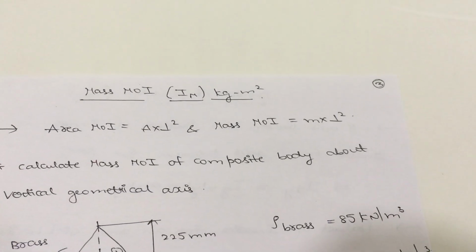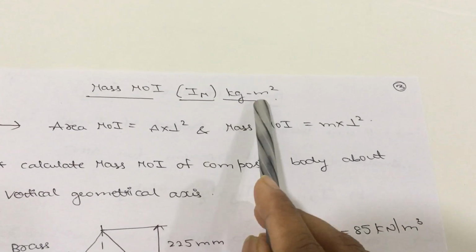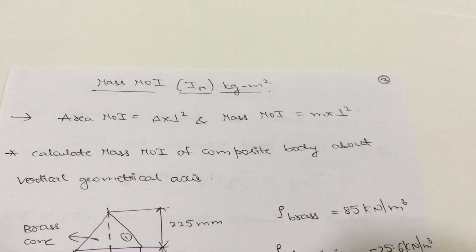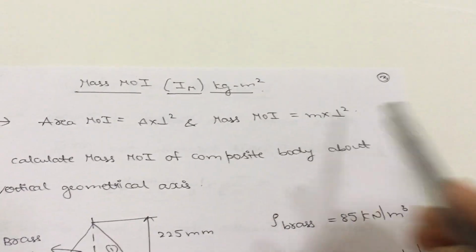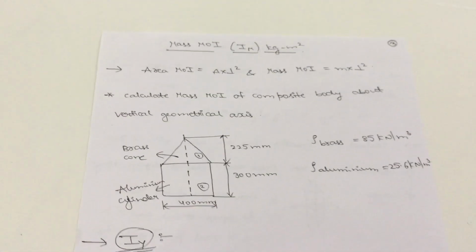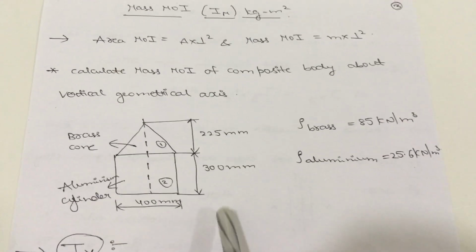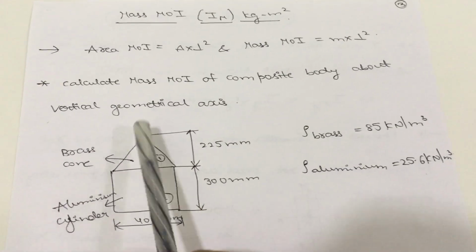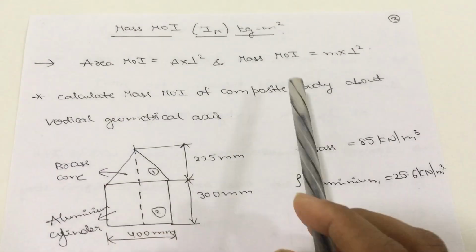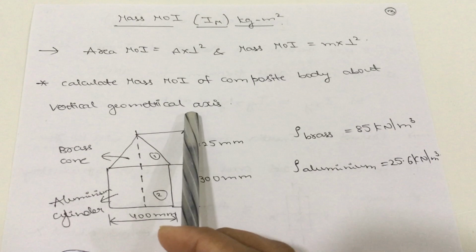Suppose in a problem the dimensions are given in centimeters, then you will get the units in kg centimeter square. According to the dimensions given in the question, you will get the units for the mass moment of inertia. Now we will calculate one problem for the mass moment of inertia. This is the given diagram and problem: calculate the mass moment of inertia of the composite body about the vertical geometrical axis.